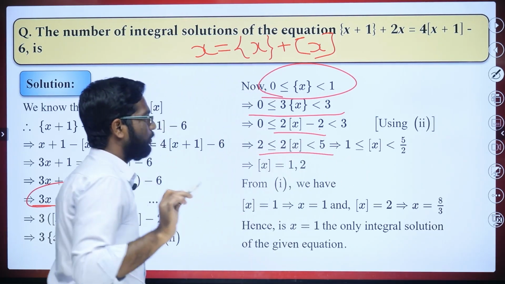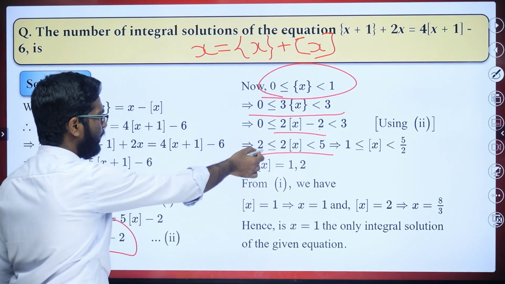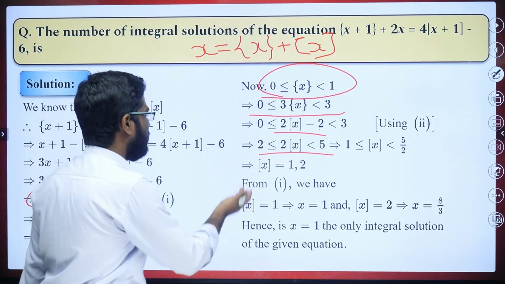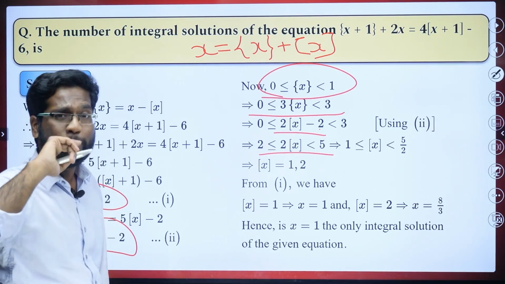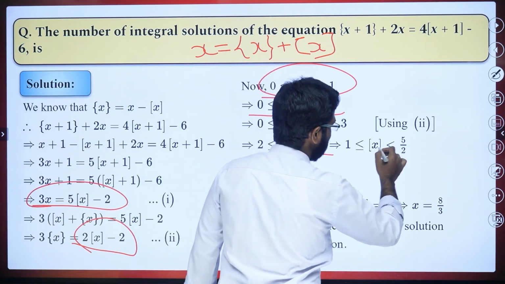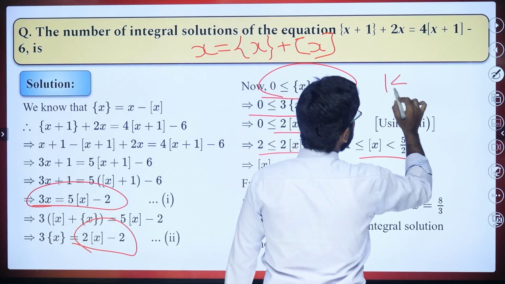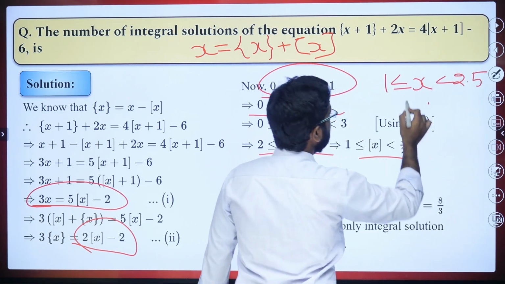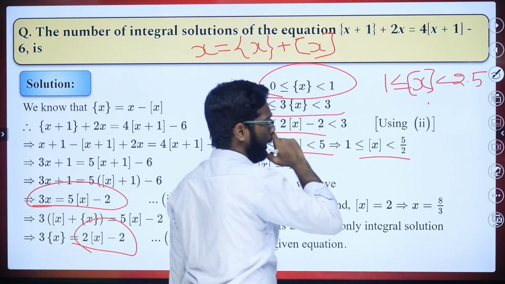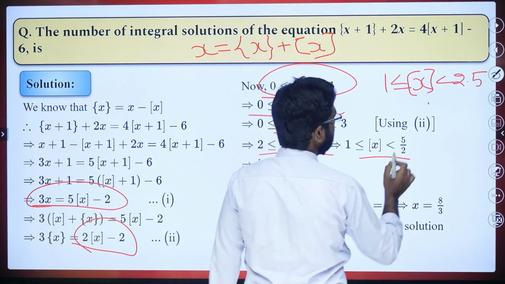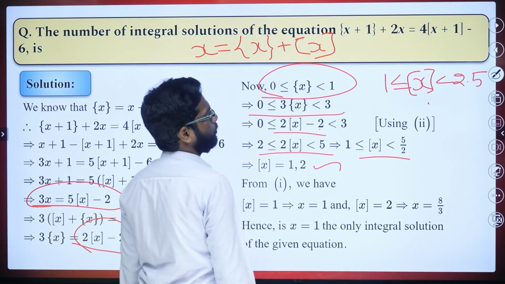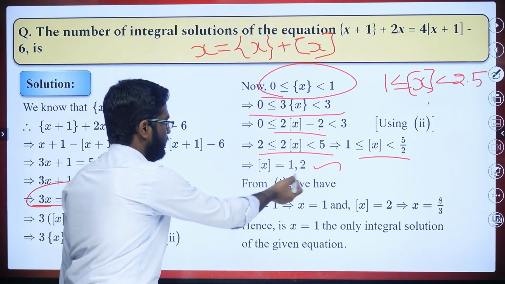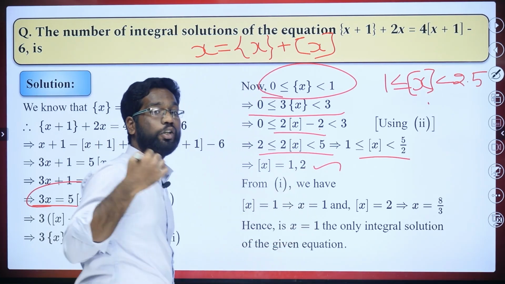Okay, my dear students, from this, again 2 is there. Again I don't want the 2 also. So what I am going to do is divide all the sides by 2. So 1 less than or equal to x less than 2.5. Here the greatest integer function is there, my dear students. So it will take the values 1, 2, because for 2.5, 2.4, all those values I will get 2. So the greatest integer is equal to 1, 2.